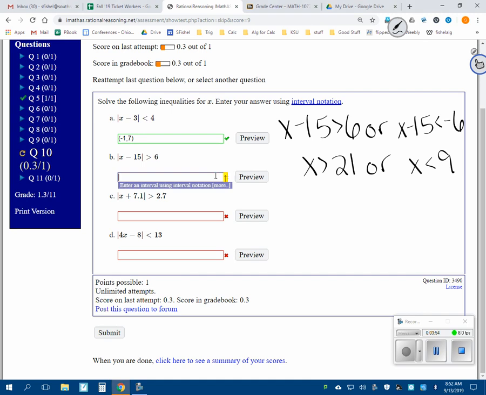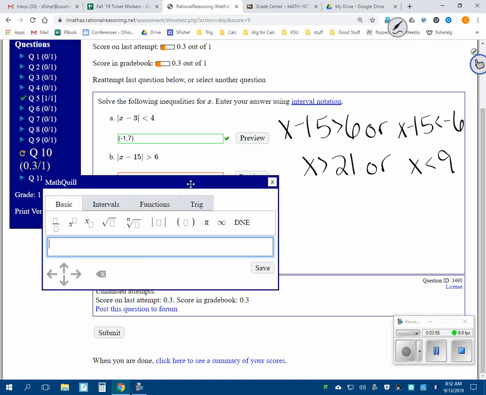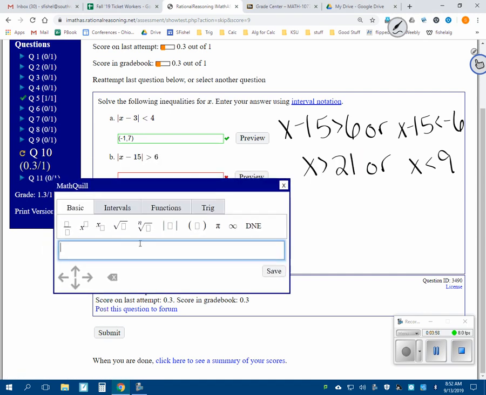Now, here's what we needed to discuss. How do you type this one in? Interval notation. I mean, it's the same. Oh, because you're going to need the negative. All right, yep, go ahead. What do we do? Negative infinity, comma, 9. Go with the smaller one first.